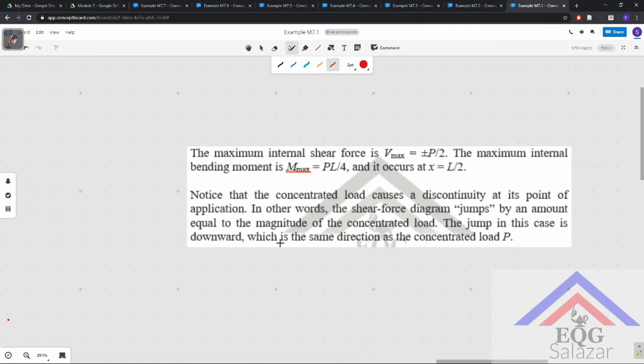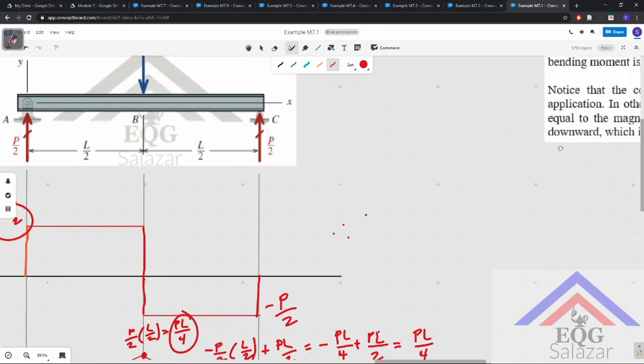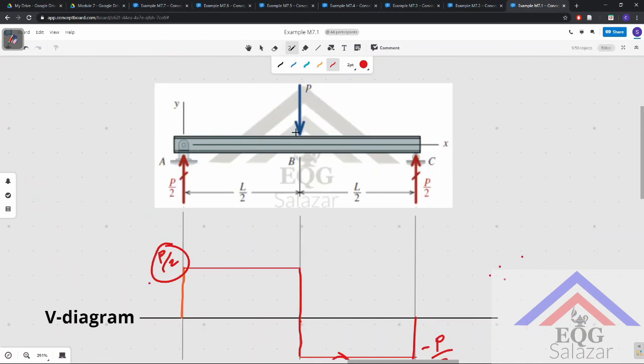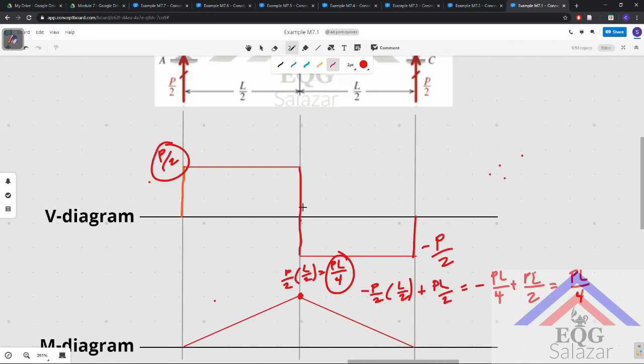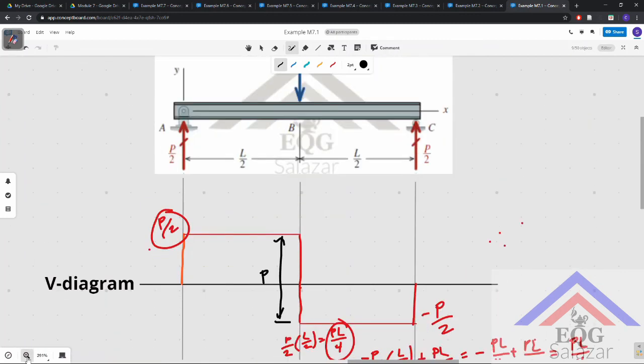So we notice that the concentrated load causes a discontinuity at its point of application. In other words, the shear force diagram jumps by an amount equal to the magnitude of the concentrated load. So where there is a concentrated load, it will create a discontinuity that is equal here. If you add this up, it's equal to P, the magnitude of the concentrated load.